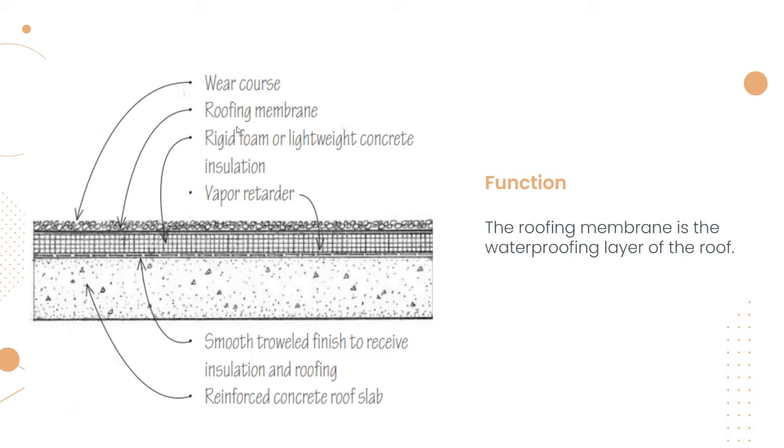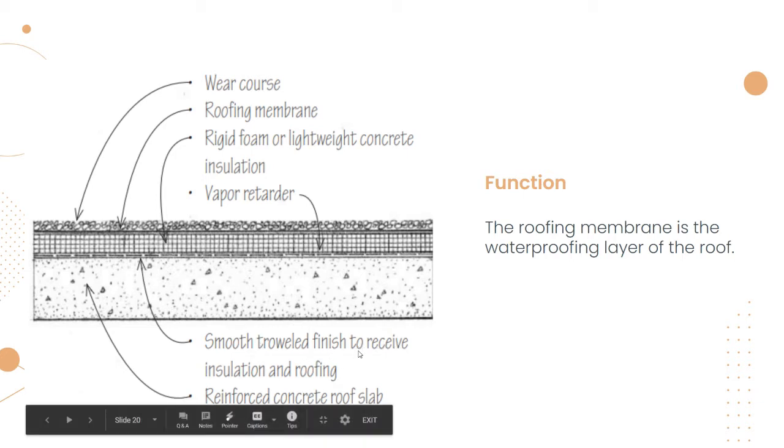It includes the ballast. It protects the roofing from uplifting wind forces and mechanical abrasion. And then we have a roofing membrane, which is the waterproofing layer of the roof, rigid foam or lightweight concrete insulation for thermal insulation, and a vapor retarder, which impedes or blocks the passage of water vapor into the roofing assembly.